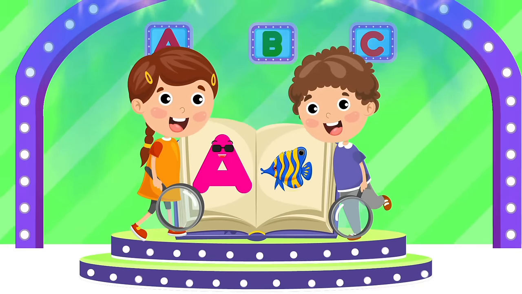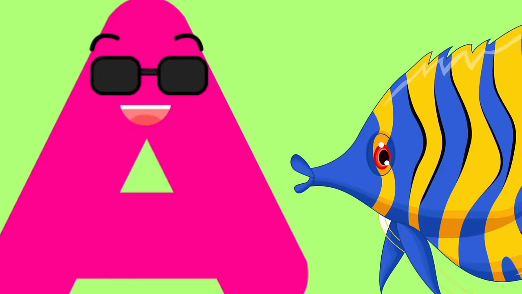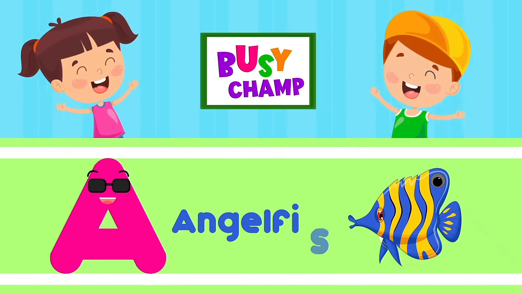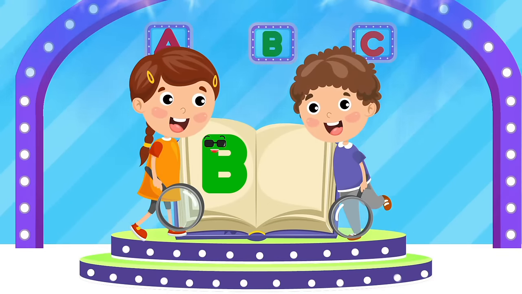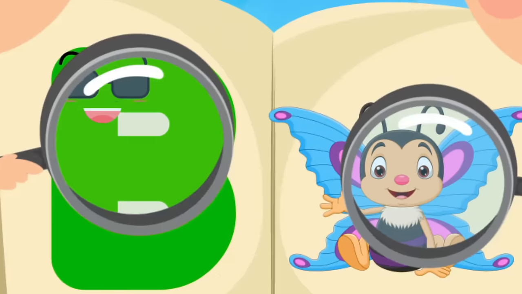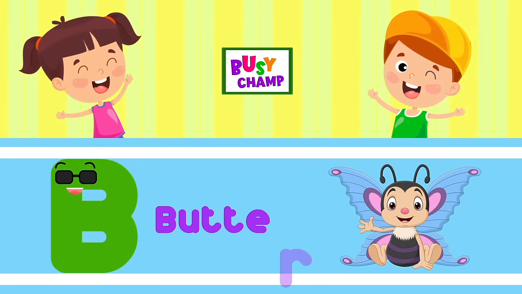Alphabet A. Angelfish. Angelfish starts with A. The alphabet B. Butterfly. Butterfly starts with B.